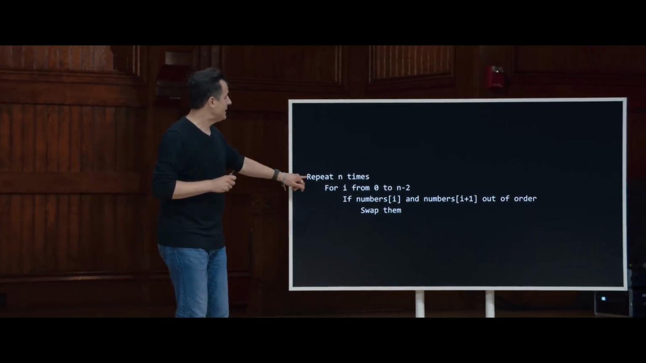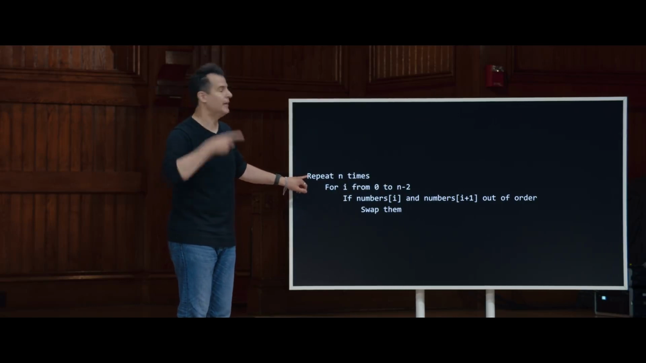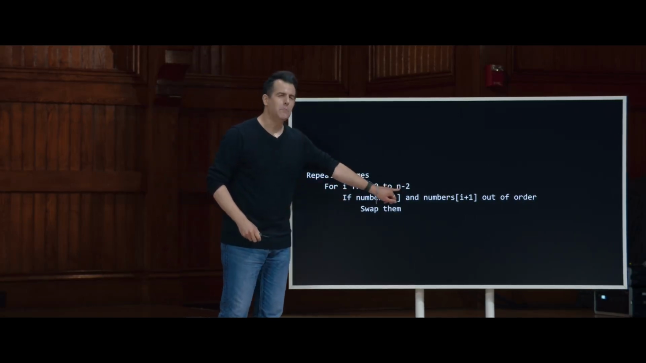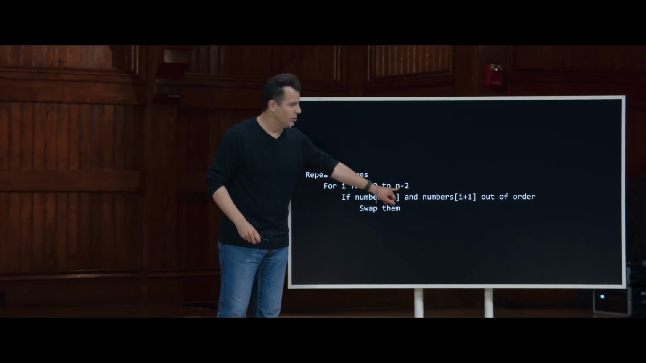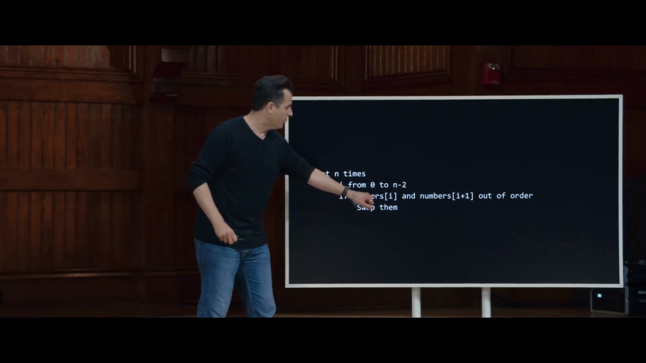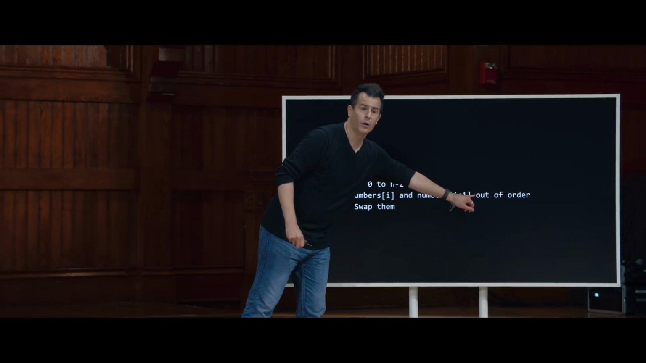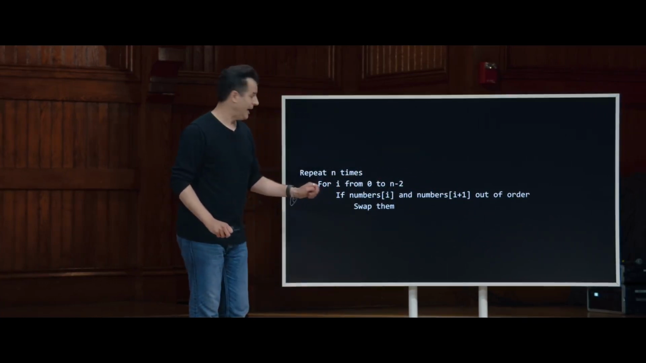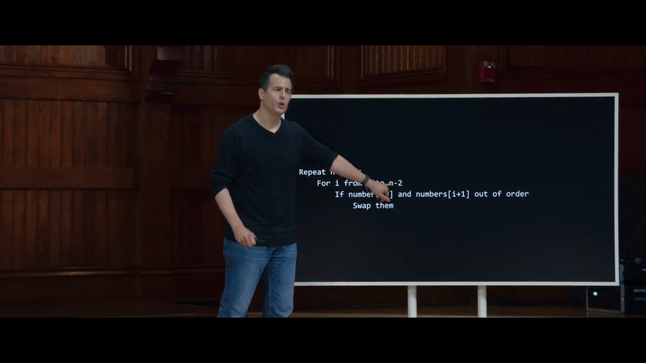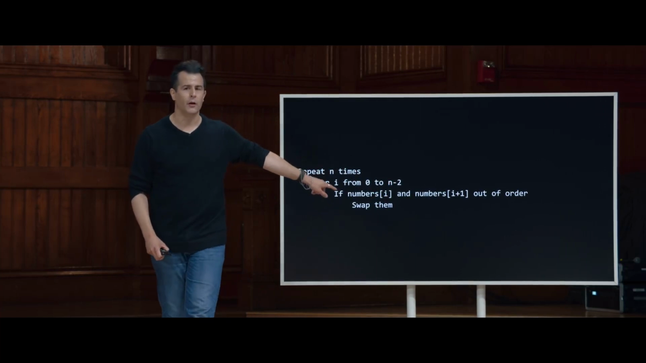So here's one way of thinking about bubble sort. Bubble sort pseudocode could say this: repeat the following n times. And that's why I kept going through the list again and again. For i from 0 to n minus 2. Now this is a little weird, but we'll get back to this. From 0 to n minus 2, if the number at location i and the number at location i plus 1 are out of order, swap them. And then just repeat. But we've never seen n minus 2 in pseudocode before. Why is it n minus 2 and not the usual n minus 1?